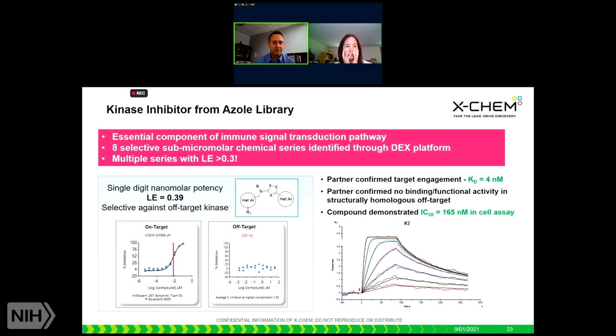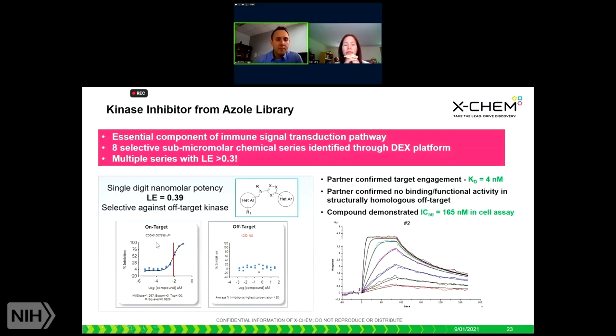A partner came to us wanting a selective inhibitor. There weren't any selective inhibitors known to date for this target in the literature. We ran a selection campaign with them, and we identified 8 selective submicromolar chemical series through our platform. And many of the series had ligand efficiencies greater than 0.3. I have one example here at the bottom left-hand side, which comes from one of our azole libraries. It's a 2-cycle library.